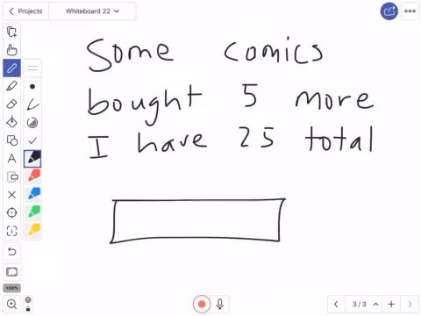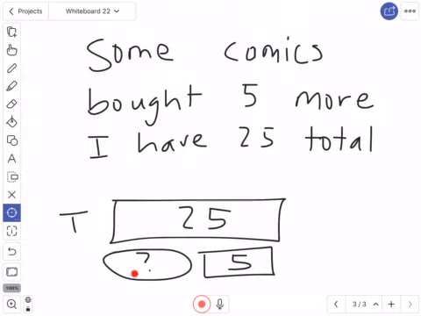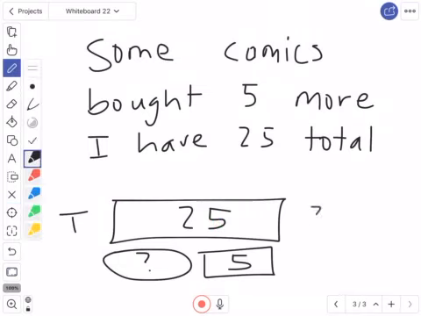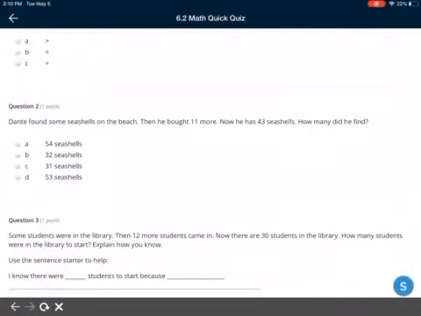That's where I can use a comparison bar. This actually gives me my total up here. The total is 25, but then we have some parts. I had some, I don't know how many I had, but then I did get 5 more. It works just like a math mountain. Part plus a part equals a total, but then I can do the opposite kind of thinking for it. I would do something plus 5 equals 25. Well, I would do the opposite: 25 minus 5 equals something. And that will help you with number 3. But have fun. Keep it up.